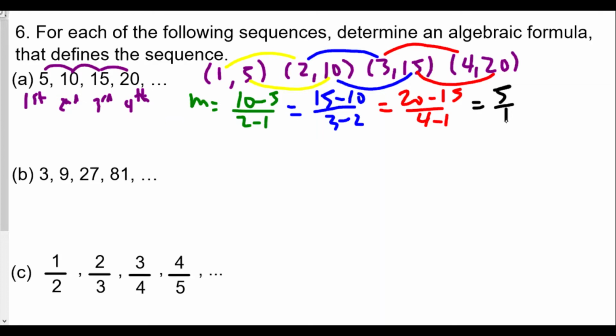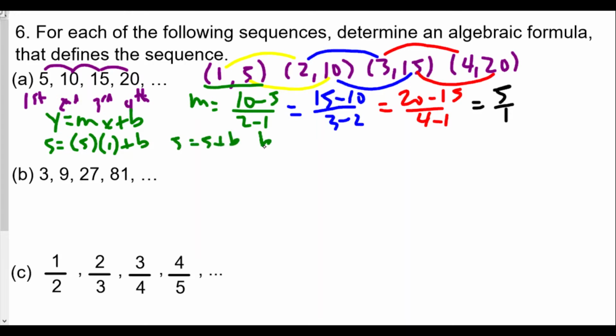Now, like any linear function we learned before, once we find the slope, we'll use a coordinate to find the y-intercept. And so we use y equals mx plus b. We use coordinate (1, 5), so we'll say 5 is equal to 5 times 1 plus b. And we see 5 equals 5 plus b. That means our y-intercept is 0. Therefore, our equation would be y equals 5x.